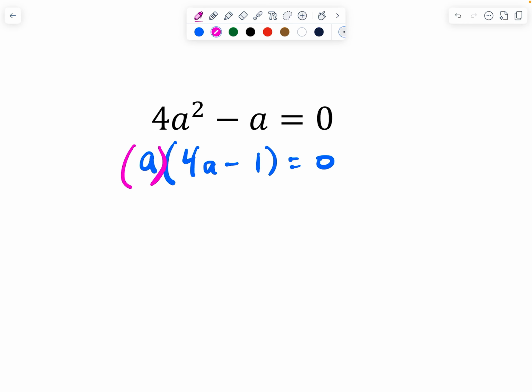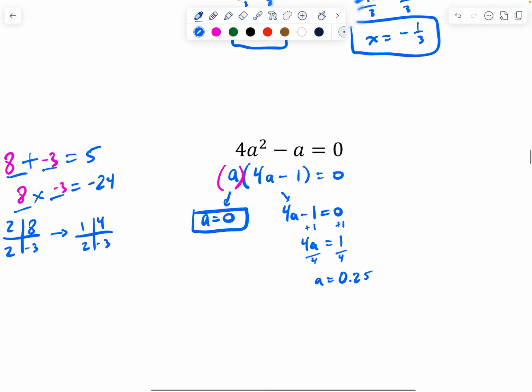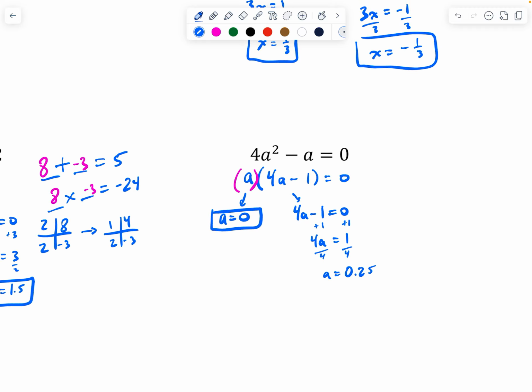But you can actually see this as a product, because what we have right there is an a times 4a minus 1. So we're going to set this equal to 0, and we're going to set this equal to 0. Okay? So this, I don't have to do anything with it. It's done for me. And this one, we can add 1 to both sides. You get 4a equals 1, divide both sides by 4, and we get a equals 1 over 4, 0.25. Again, you could plug it in to check if your work is correct.